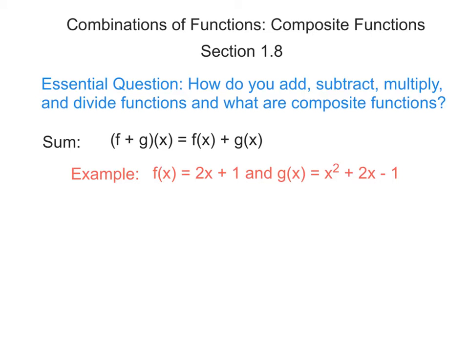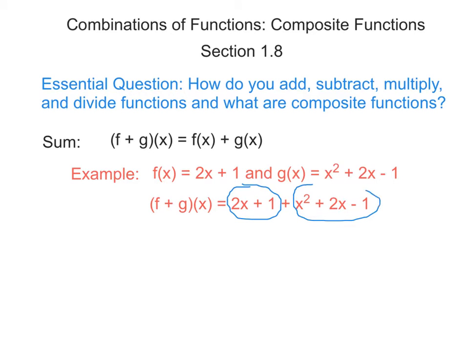Let's say we've got a function f of x, which is simply equal to 2x plus 1, and we have another function g of x, which is equal to x squared plus 2x minus 1. If I wanted to find the sum f plus g of x, I would take the f of x function, which is 2x plus 1, and add it to the g of x function, which is x squared plus 2x minus 1. The result would simply be x squared plus 4x.